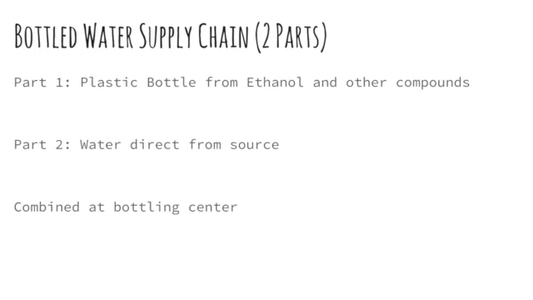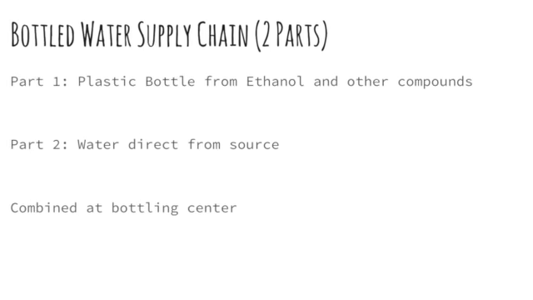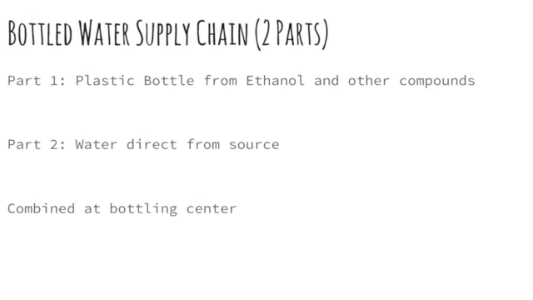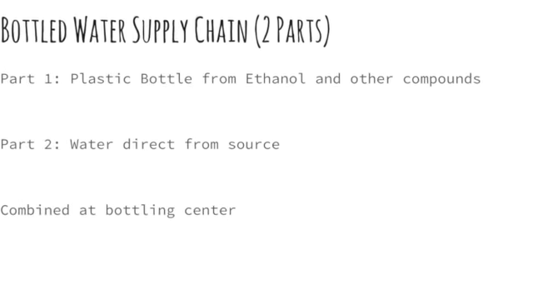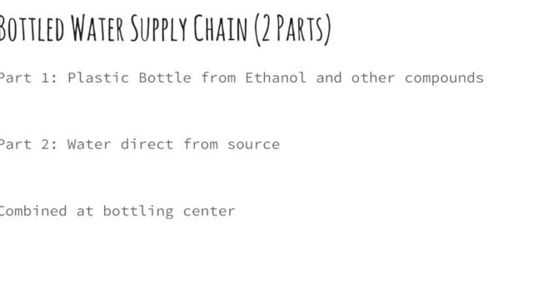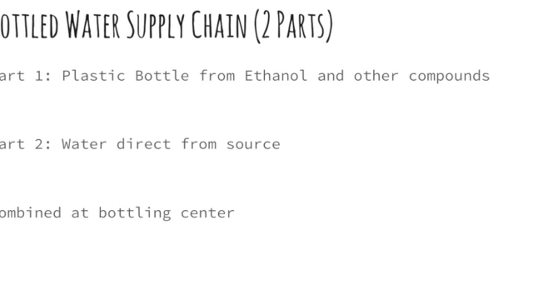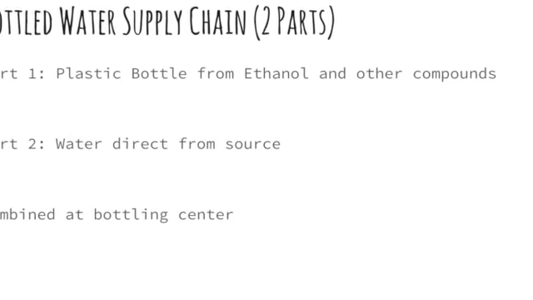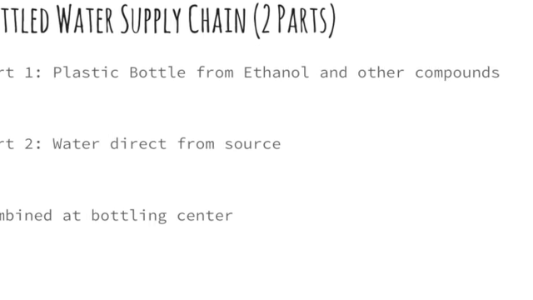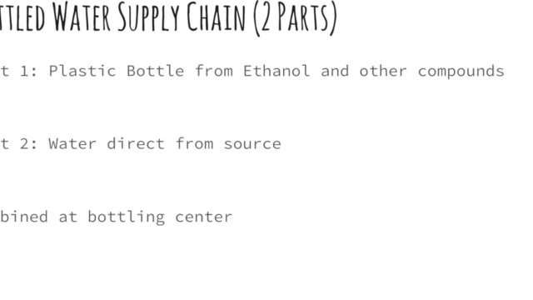The bottled water supply chain is made up of two parts. The first part is the actual plastic bottle itself. This is made up of ethanol and other compounds mostly found in the Midwest and their corn-rich states. The second part is the actual water. This comes directly from a source, whether it be from a natural spring, a lake, or any other variety of sources. These are then combined at a bottling facility where they take the actual plastic bottle and it is then filled with the water. After this, the product goes out for distribution and delivery to grocery stores, homes, businesses, and other facilities across the country.